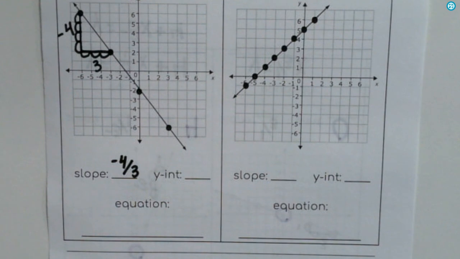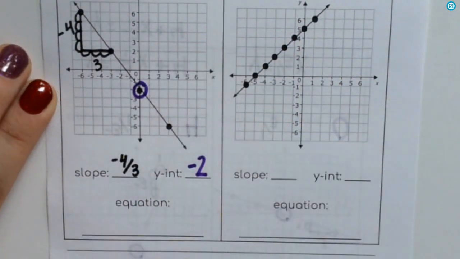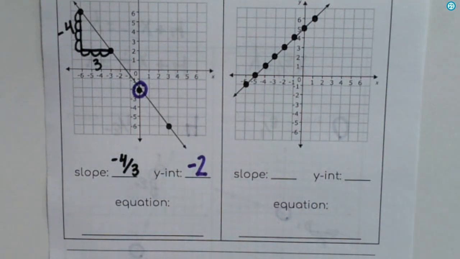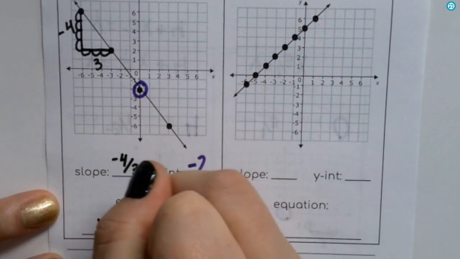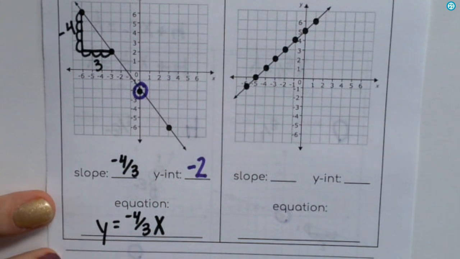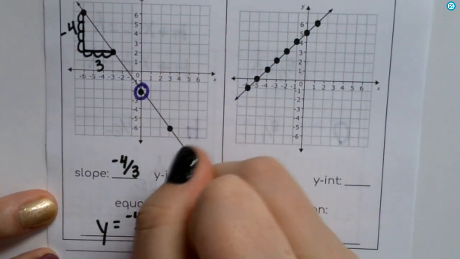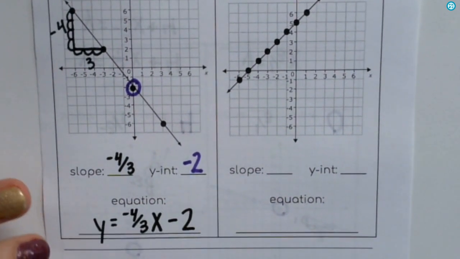Okay, and then from there, my y-intercept. Where do I cross my y-axis? Good job, Brooke. Thank you, Jasper. -2. So I've got y equals mx plus b. This is going to be y equals -4/3 x. Do not write plus -2. We're just going to write -2. Don't write plus -2. It's just redundant. So if it's positive, it's plus. If it's negative, it's minus.